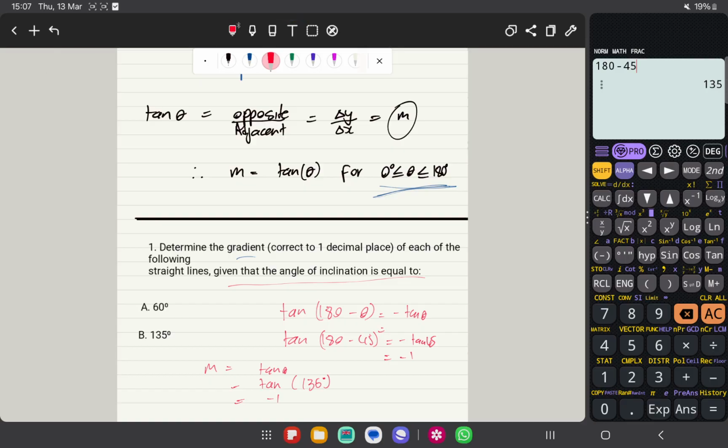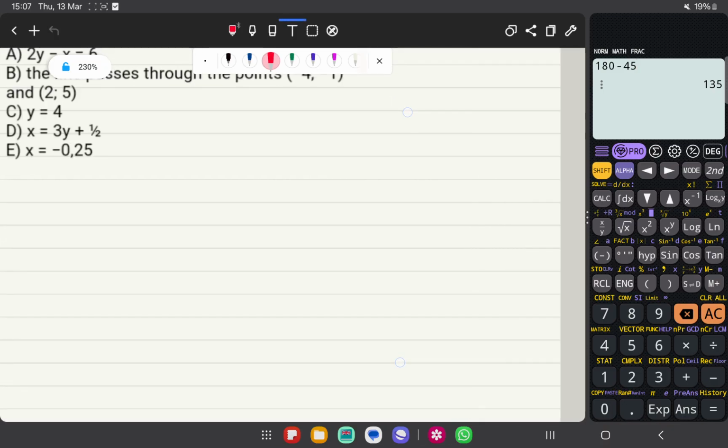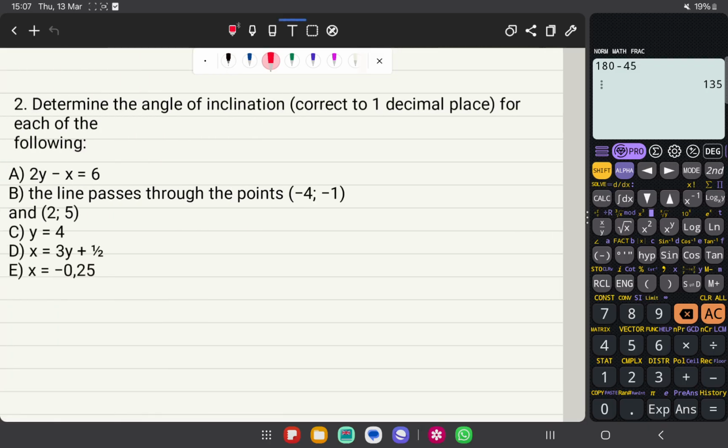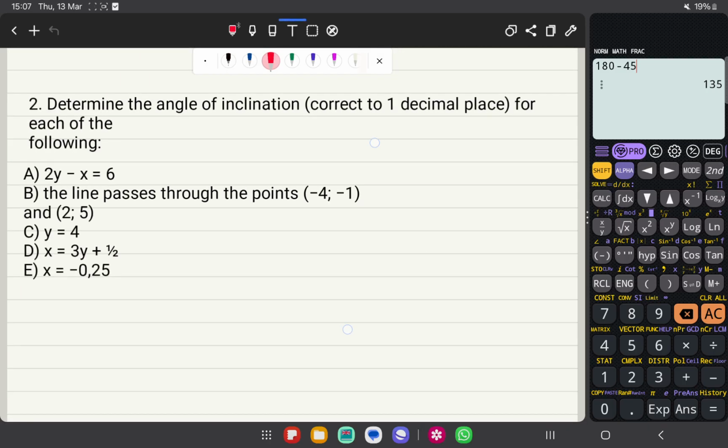With angle of inclination, the tricky part can be the trigonometry part. So just be careful, guys. Be careful with the trigonometry here. Make sure your trigonometry is very solid. I believe this will be the last example I have on the angle of inclination.